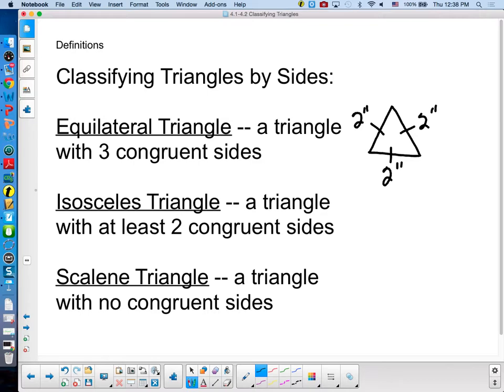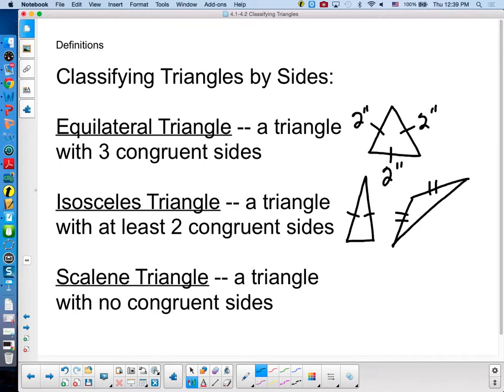Isosceles triangle, let's make kind of a tall, skinny one. Those 2 sides are congruent. Let's make one that's stretched out more. Obtuse angle. But I'm trying to make those 2 congruent. Isosceles. At least 2 congruent sides.